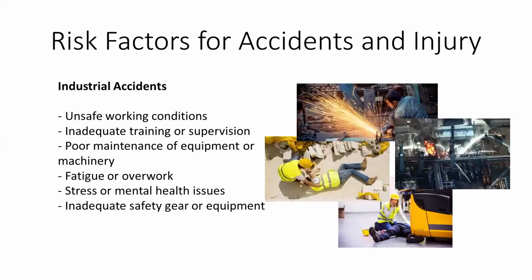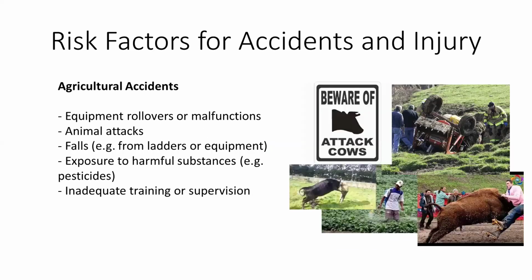Now, about industrial accidents that include unsafe working conditions, inadequate training or supervision, poor maintenance of equipment or machinery, and also fatigue and overwork, and of course stress or mental health issues and inadequate safety gear or equipment. Of course, we have discussed this before, but agriculture accidents include equipment rollover or malfunction, animal attacks that include bull attacks, and falls from ladders or equipment and exposure to harmful substances. Yes, this is very common. Exposure to harmful substances like pesticides and inadequate training and supervision, both in case of animal husbandry and in cases of pesticide.